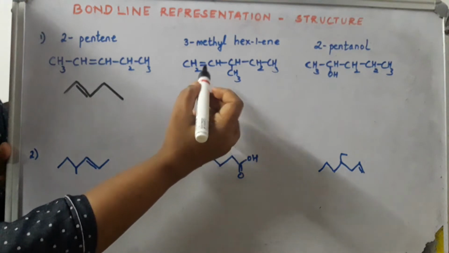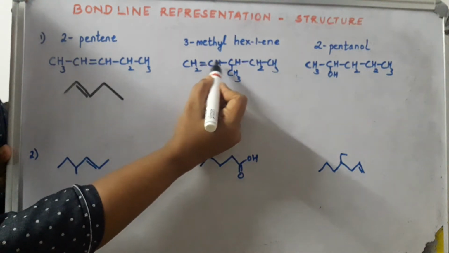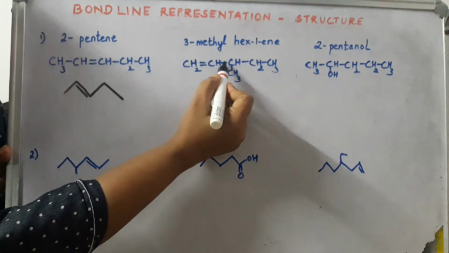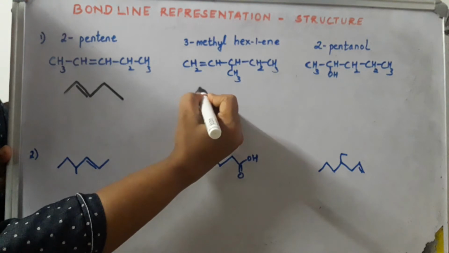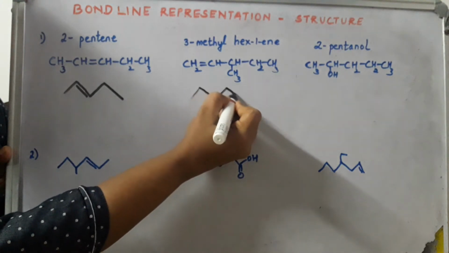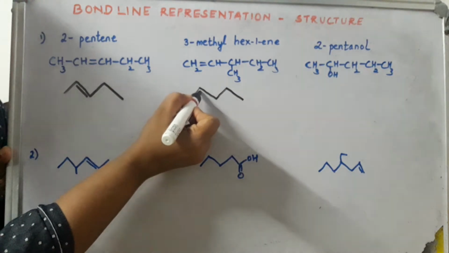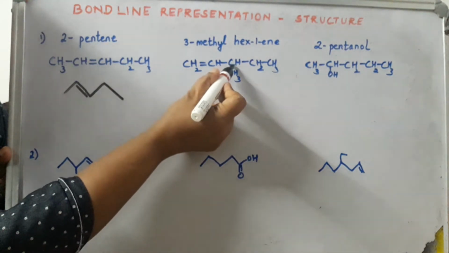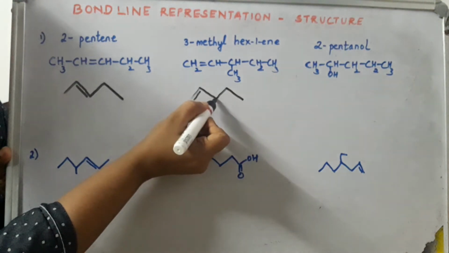Now look at the next one, 2-methyl-hex-1-ene. Here, how many bonds are there between the carbons? 1, 2, 3, 4. So 4 bonds you have to put. And after the first carbon there is a double bond. Put the double bond. And on the third carbon there is CH3. So 1, 2, 3. On the third carbon put the CH3.